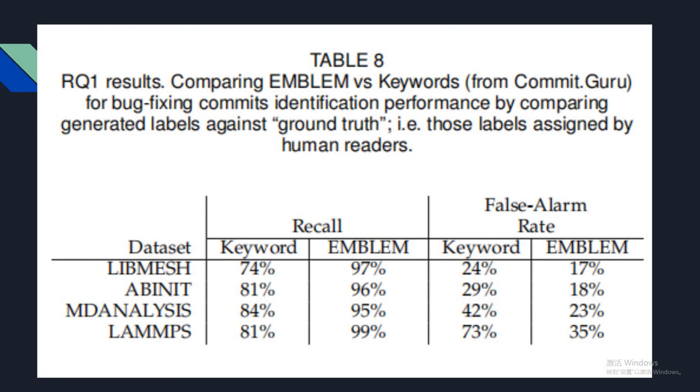The results are apparent. Emblem can recall most of the labels closest to the ground truth labels, up to 99%, and has the lowest false alarm rate of 17%. Notably, in the case of project LAMMPS, the false alarm rate for keyword labeling was really bad, at 73%. Overall, keyword labeling results in lower recall and higher false alarm rates.